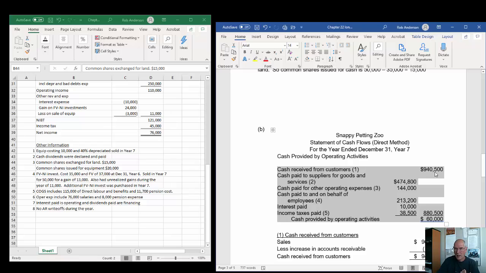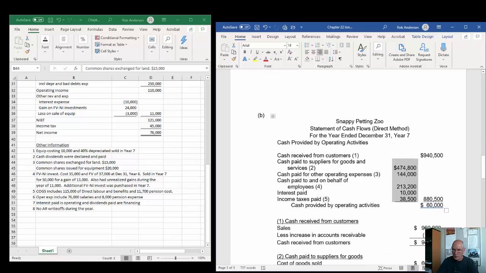Cash received from customers is our one big cash inflow, and all of these items are our cash outflows for operations. So what about cash received from customers? This is pretty simple. We sold 960, but our accounts receivable increased. So we actually only received this much money, $940,500, from our customers.